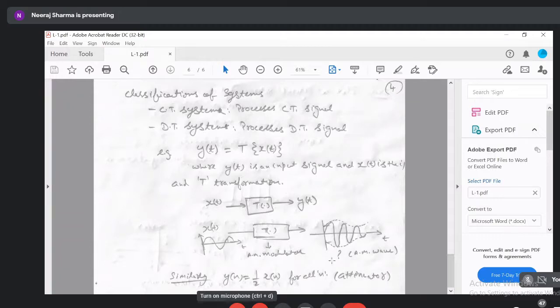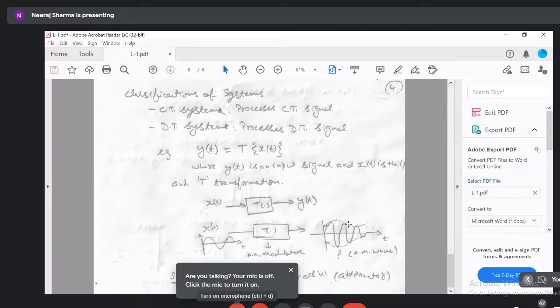For example, y of t is a function of x of t, where x of t is the input signal and y of t is the output signal, and the system is carrying out some kind of a transform over this input signal, which is represented with the help of this symbol capital T, right? For example, say if you have a system which has an x of t signal like this, right, and it is producing a signal like this. This is the output of the system.